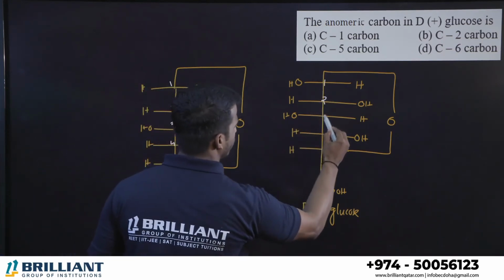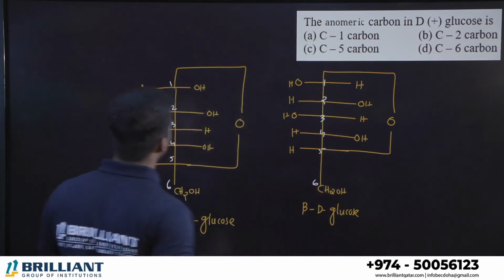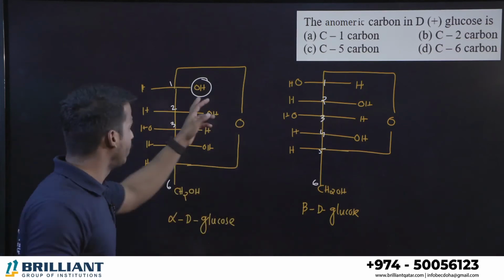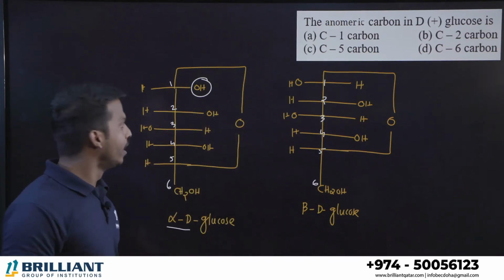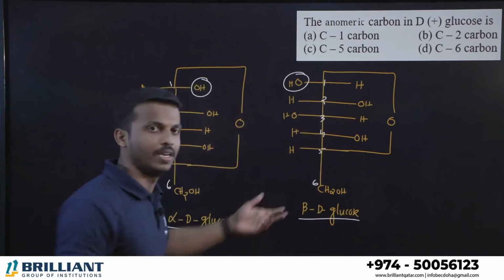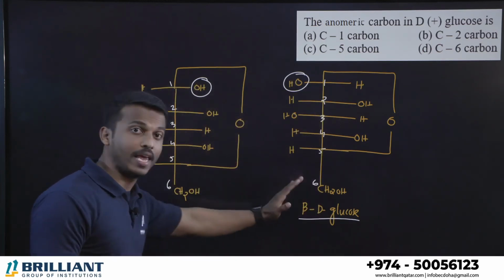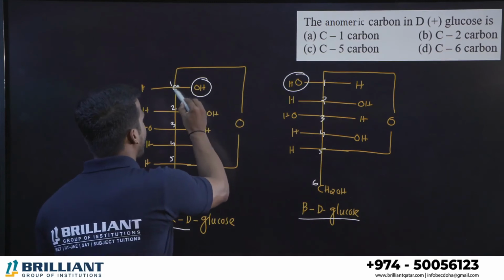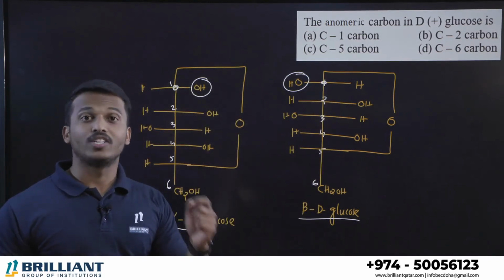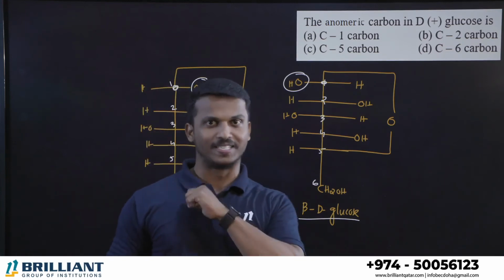This is 1, 2, 3, 4, 5 and 6. In first position, if the OH group is on the right side, we will call it alpha D form. If in this first compound the OH is on the left side, we will call it beta D glucose. This having the same formula, only the one carbon atom configuration is different. This type of isomers are called anomers, right?